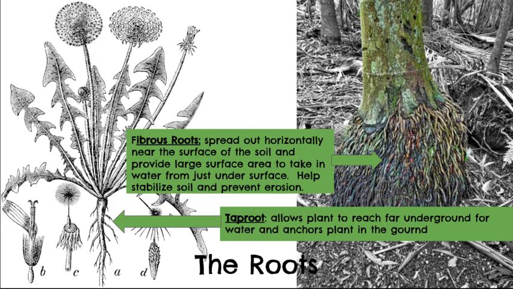Tap roots allow plants to reach deep into the ground so they can get access to water that is further below the surface. Fibrous roots spread out horizontally just under the surface of the soil. This provides a larger surface area to take in water. Fibrous roots also help stabilize the soil and prevent erosion.